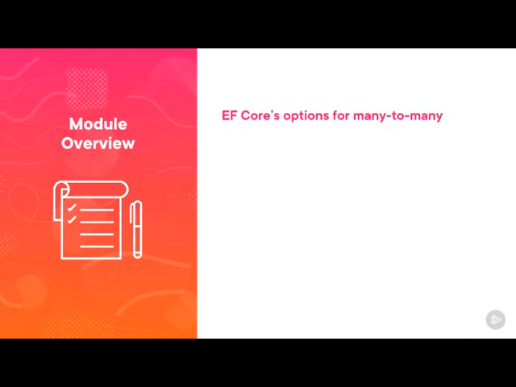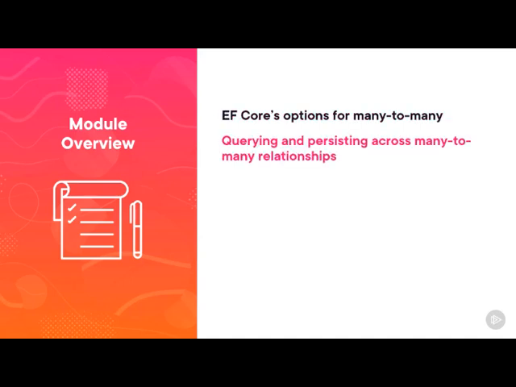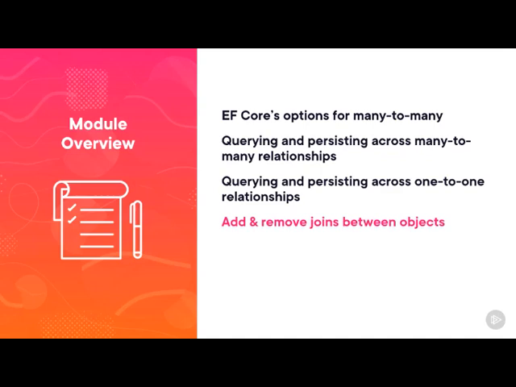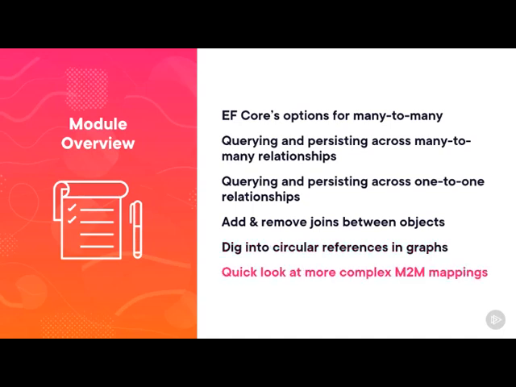EF Core has 3 ways to implement many-to-many relationships, but the most common and natural of them is referred to as skip navigations. And that's what we'll work with for the bulk of this module. You'll learn how to define skip navigations, query across many-to-many relationships, and build and remove relationships between objects. We'll also take a look at the circular references in relationship graphs. These existed in our one-to-many relationships, but now it's time to understand them more deeply and even take advantage of them. Then you'll get an introduction to the other ways to map many-to-many so that you're familiar with them if the need arises.